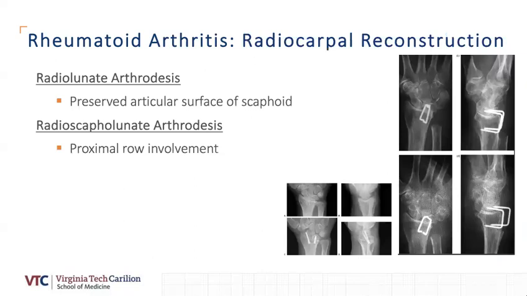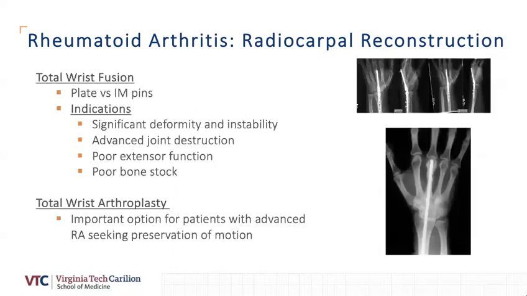You can also do different radiocarpal reconstructive procedures. So you can do a radiolunate arthrodesis, and then you can also do a radioscaphoid arthrodesis, depending on what is involved. You can consider doing a total wrist fusion. This can be done with plates or IM screws, and this would be considered when there's significant deformity and instability of the DRUJ, or if there's advanced joint destruction, poor extensor function, or poor bone stock. And then the other option would be a total wrist arthroplasty. And this is an important option for patients with advanced rheumatoid arthritis seeking preservation of motion.